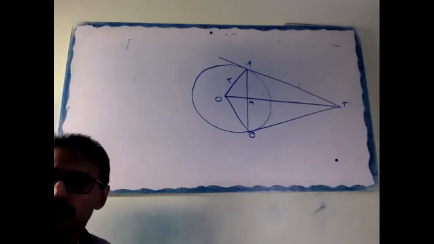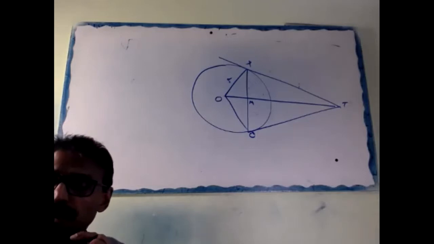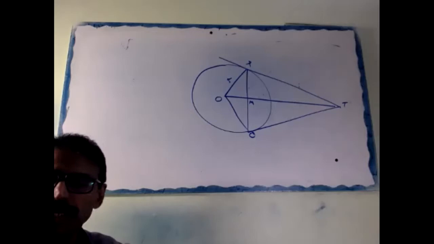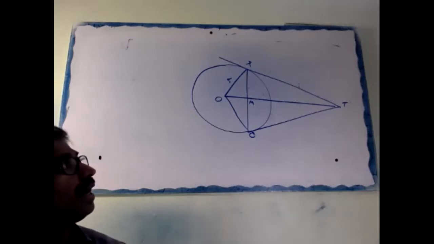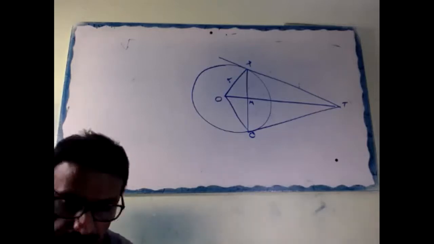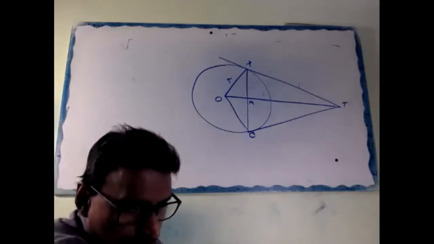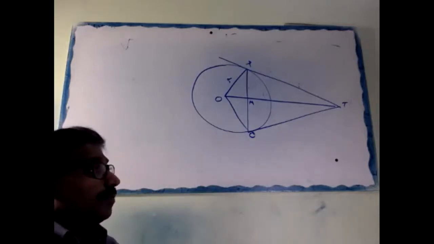To find TP, we need the previous question: OT is the perpendicular bisector of PQ. So copy and paste. While copying, don't put the same letters, vertex and all. Here it is P and Q.